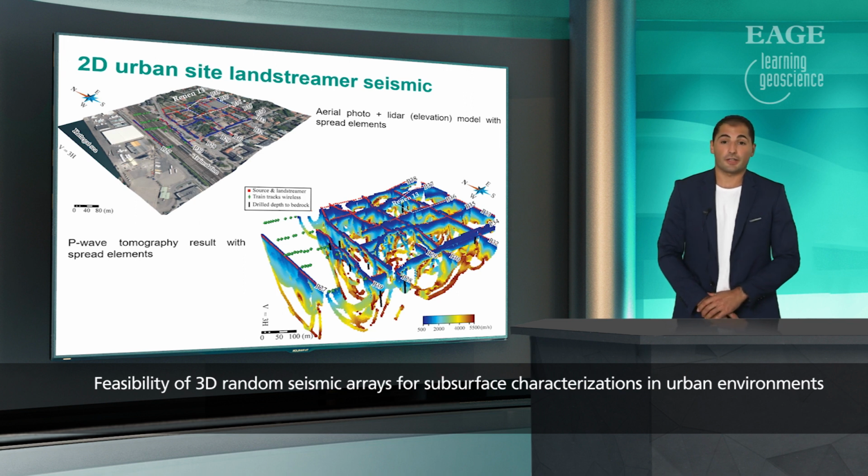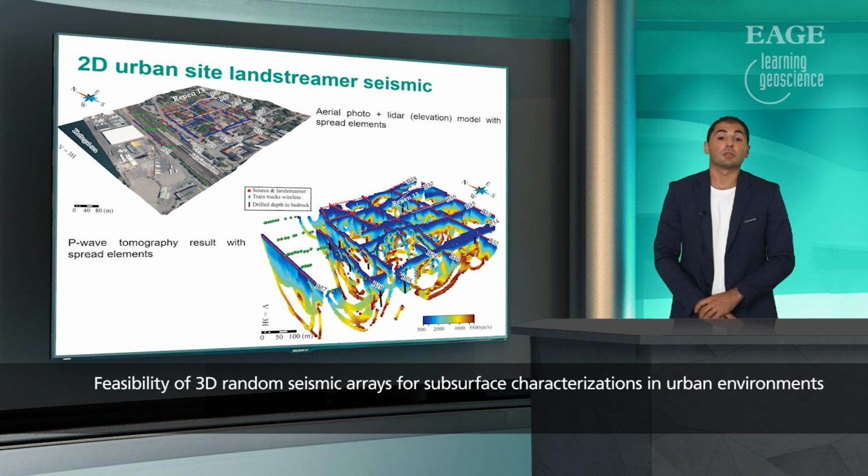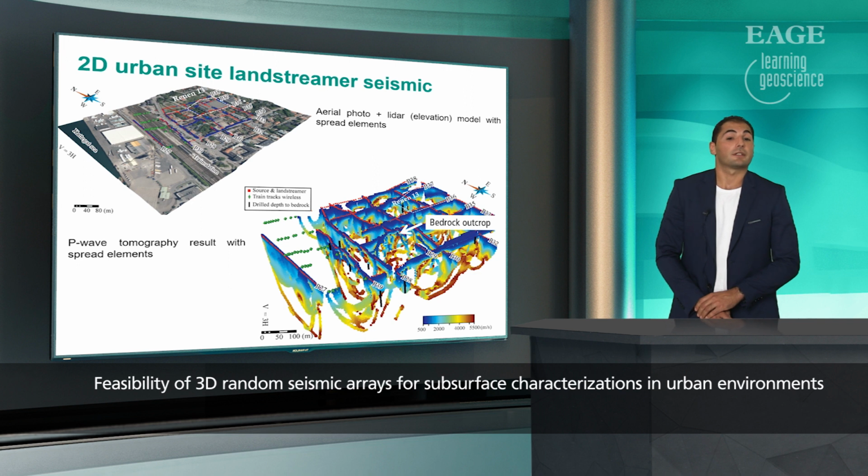The top figure shows an aerial photo projected onto an elevation model with the survey elements marked, while the bottom figure shows a 3D overview of the P-wave first arrival tomography results obtained from the 2D landstreamer seismics. The black lines show drill depth to bedrock, and we can see that the bedrock depth matches relatively well with the boreholes shown. However, we can see that this model shows a lot of gaps. What is also worth noting is that there is this zone where the high velocities come almost to the surface, and this is a known bedrock outcrop.